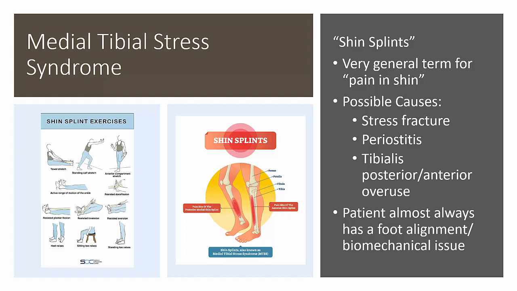These changes can be in frequency, such as increasing the number of days you exercise each week. Changes in duration and intensity, such as running longer distances or on hills, can also cause shin splints. Other possible causes of medial tibial stress syndrome include stress fracture, periostitis, tibialis posterior, and/or tibialis anterior overuse.